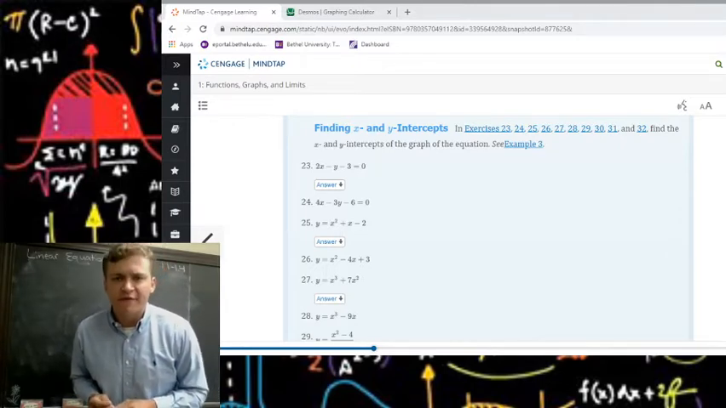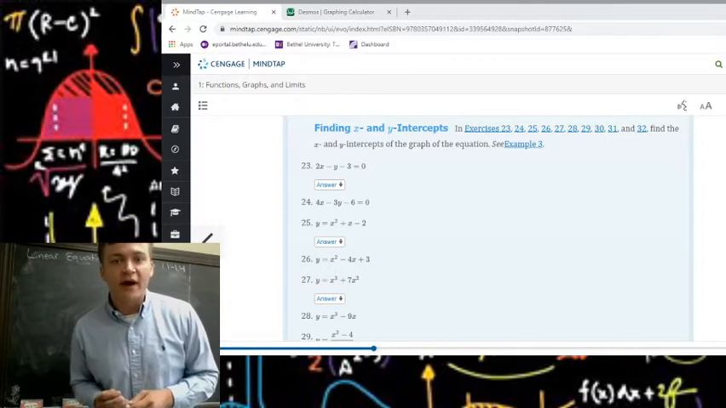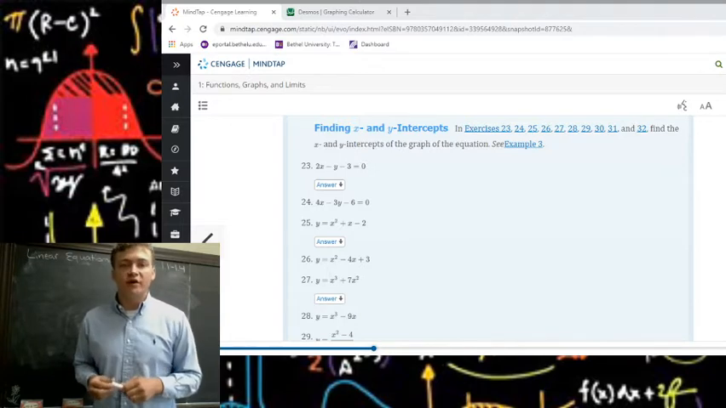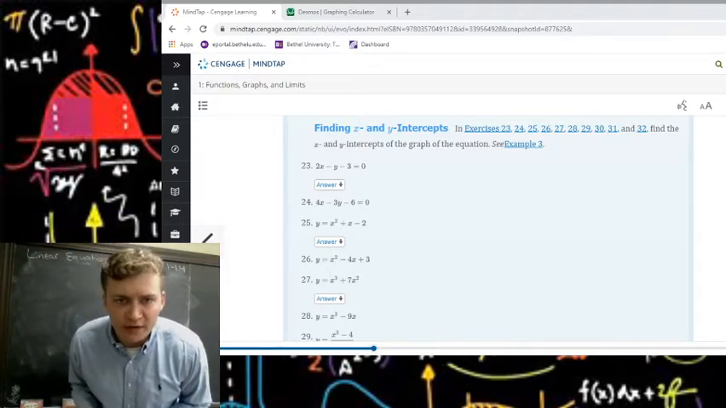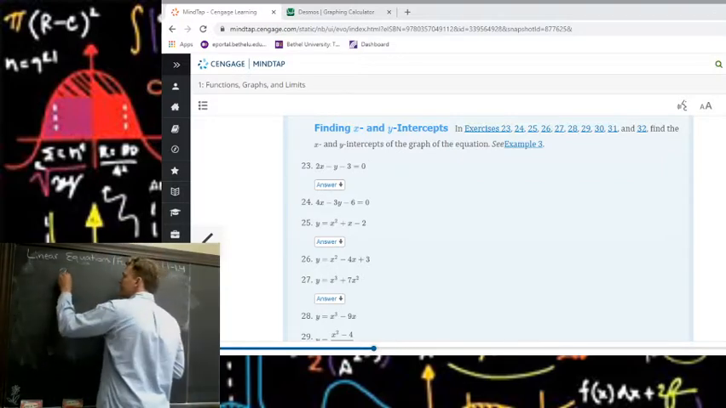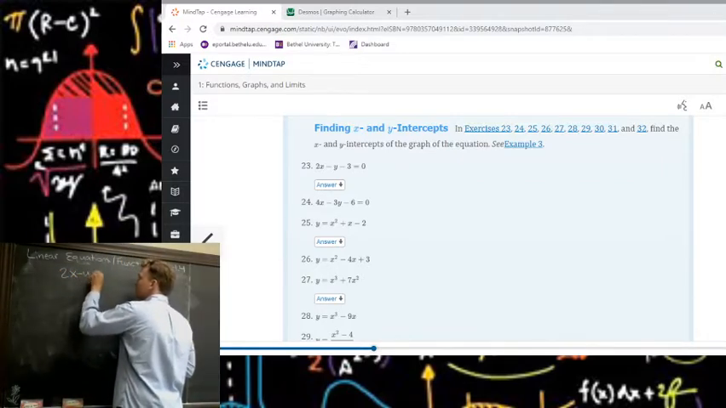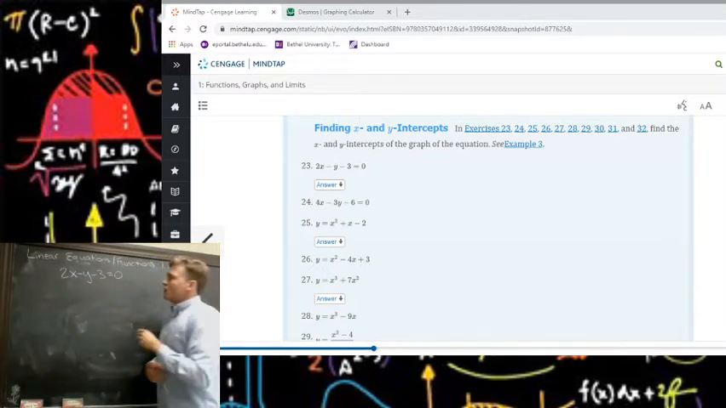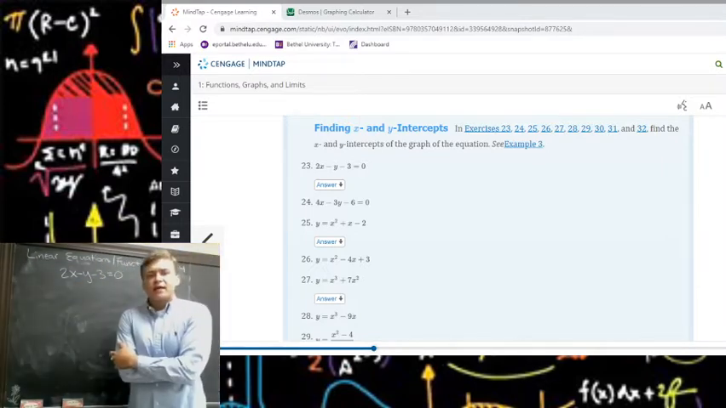when you are answering the questions on homework. So it says find the x and y intercepts of the graph of the equation. We're going to go ahead and do that one step further, and we're going to graph it, and then we're going to take a look at solving for the variable y. Number 23, we have 2x minus y minus 3 equals 0.